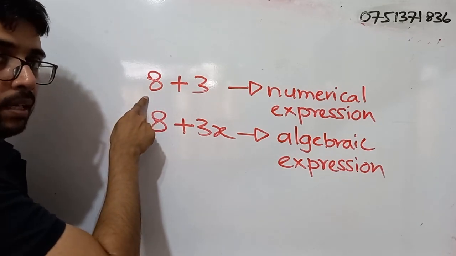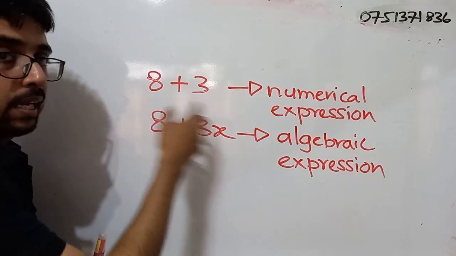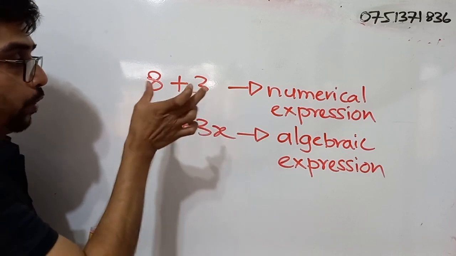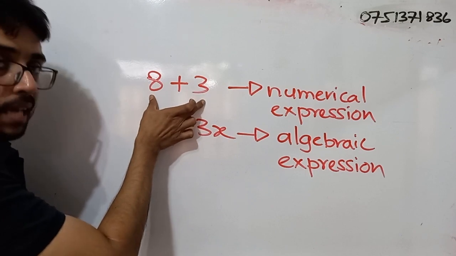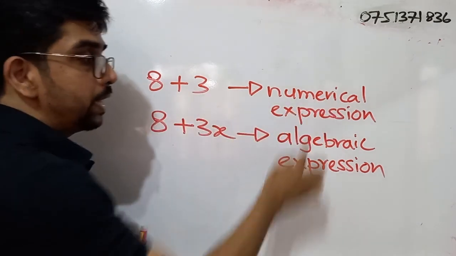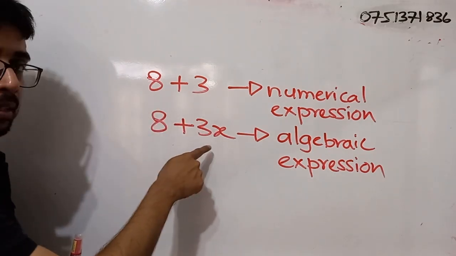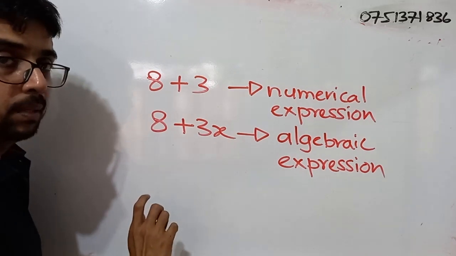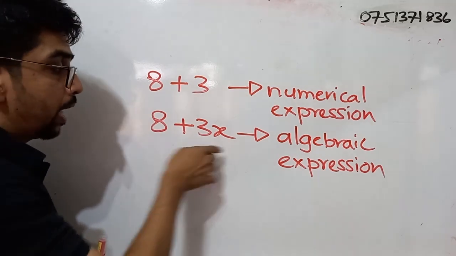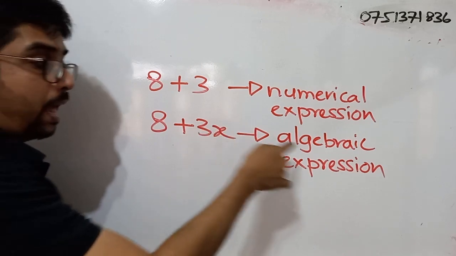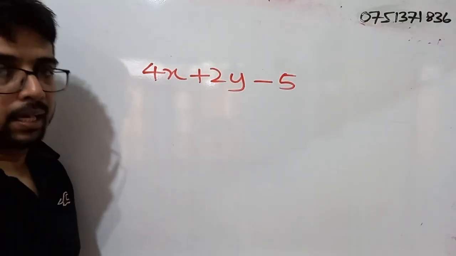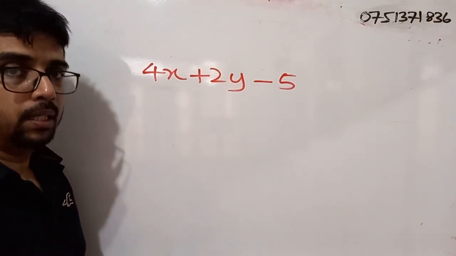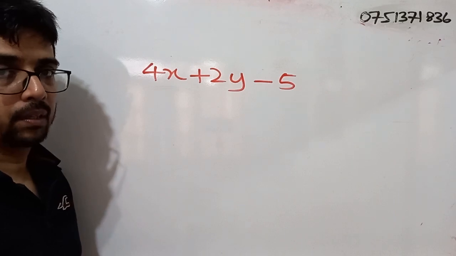Let's take a look at the first expression. Why is this an expression? It doesn't have an equal symbol. It only has numbers, so it is a numerical expression. The second expression is also an expression. Why? It doesn't have an equal symbol. But what kind of expression? An algebraic expression.